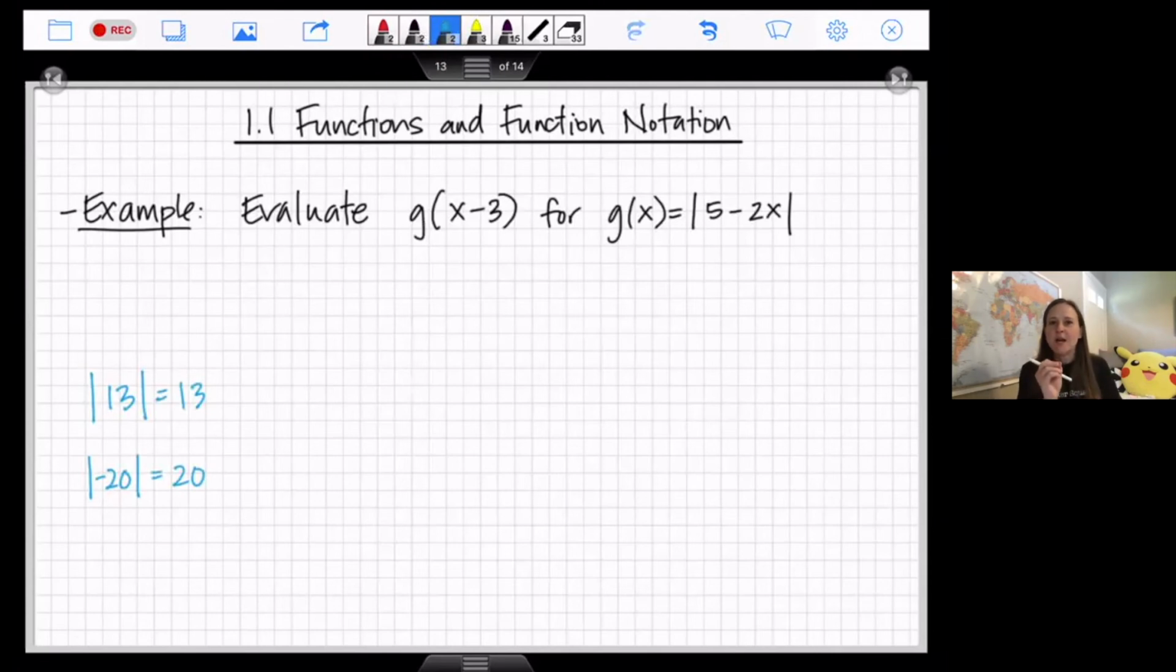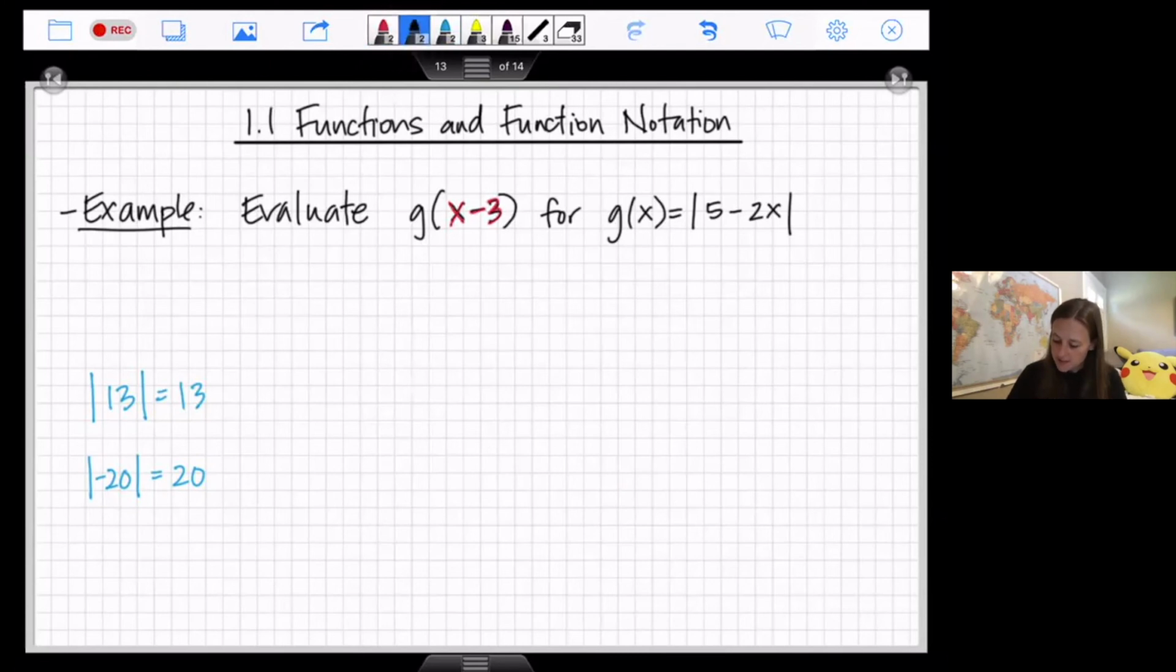This one has subtraction in the middle of the function, but that doesn't necessarily mean that that number 5 minus 2x is always going to be a negative number. It might be positive or negative depending upon the value of x. So we're going to leave that 5 minus 2x the way it is with the absolute value bars and just leave it inside. All right, but let's go about evaluating g of x minus 3. We replaced x with x minus 3.